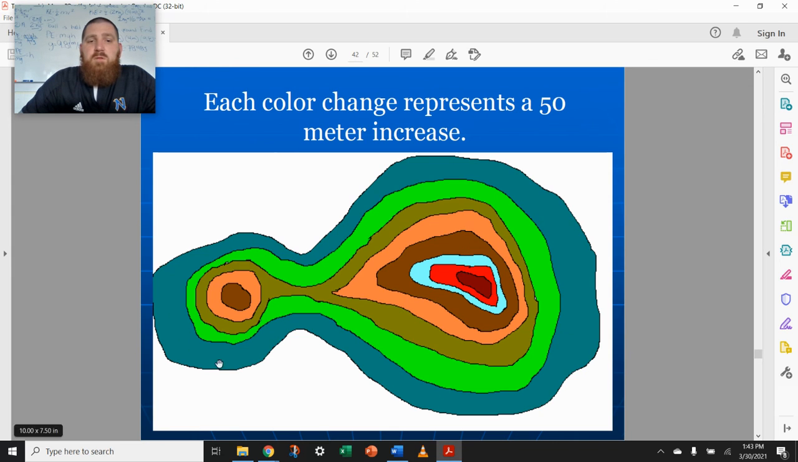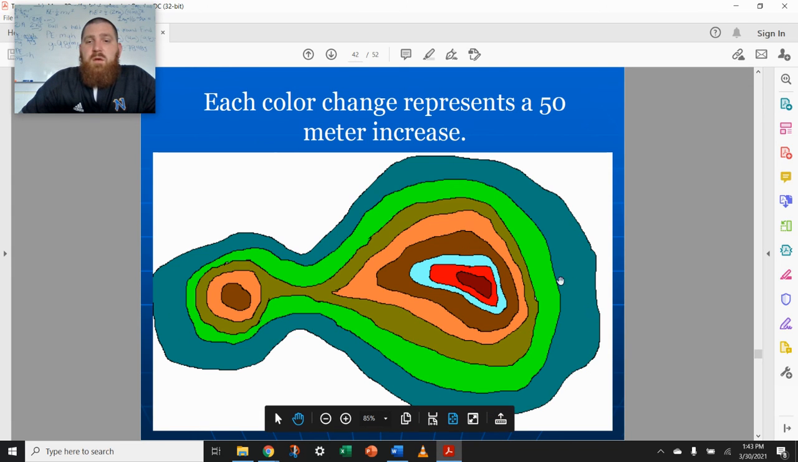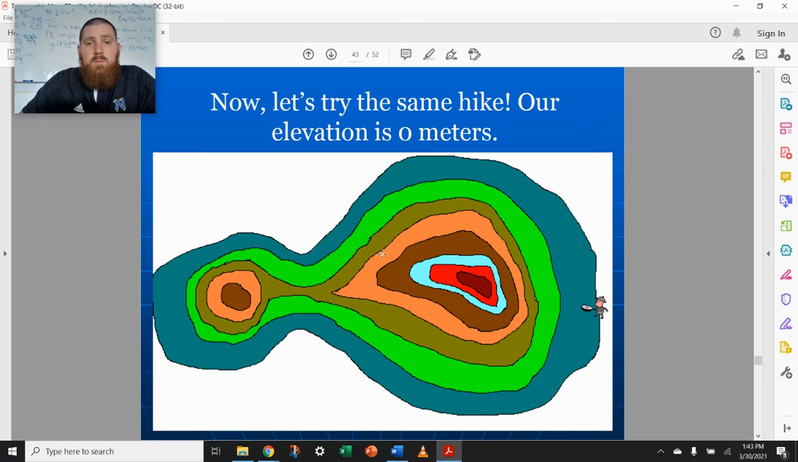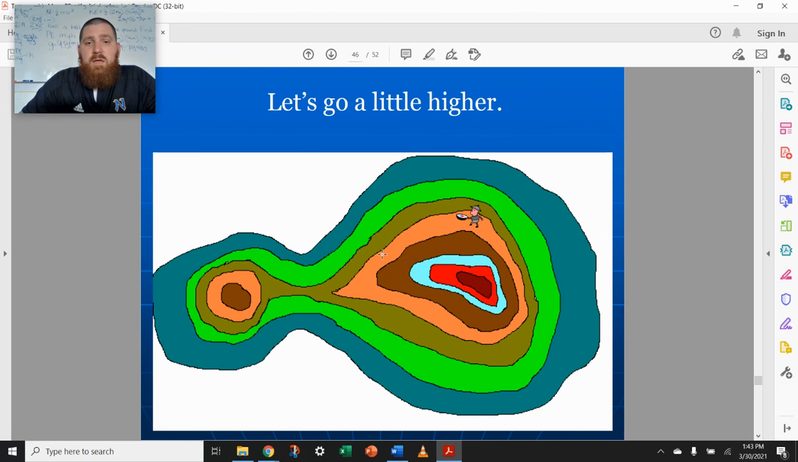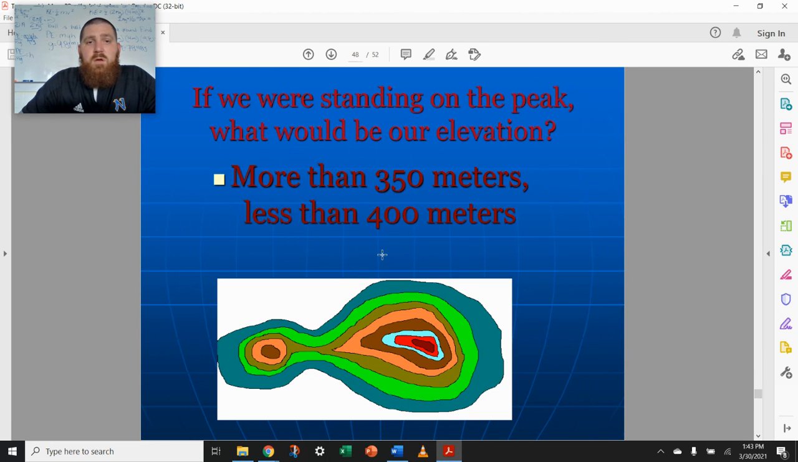Now, this is what that contour map would actually look like here if we actually looked at it from top down rather than the side. And again, our guy just travels right on along.